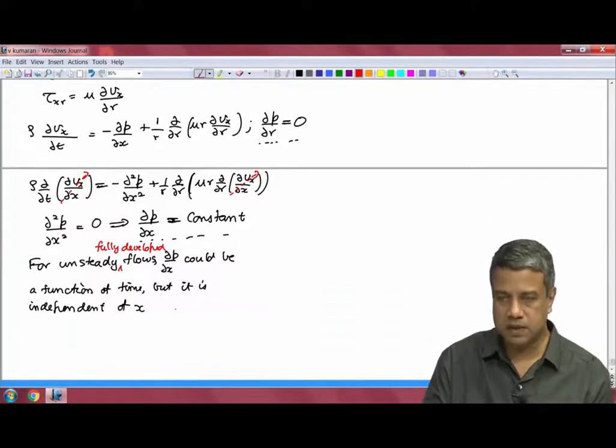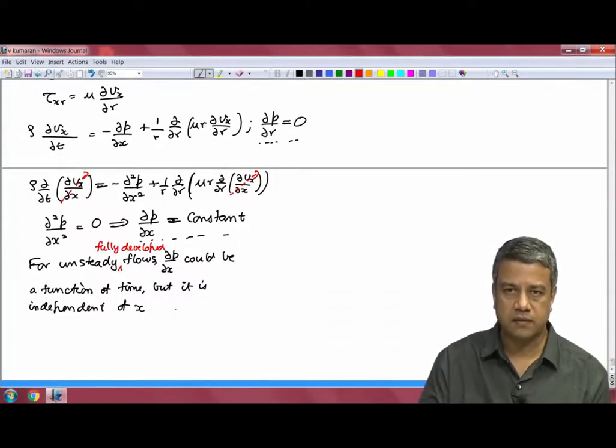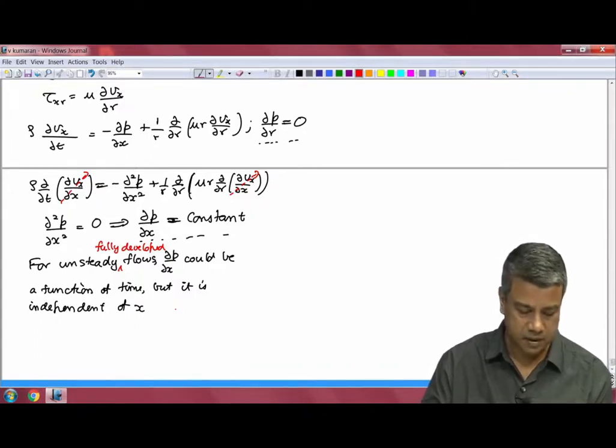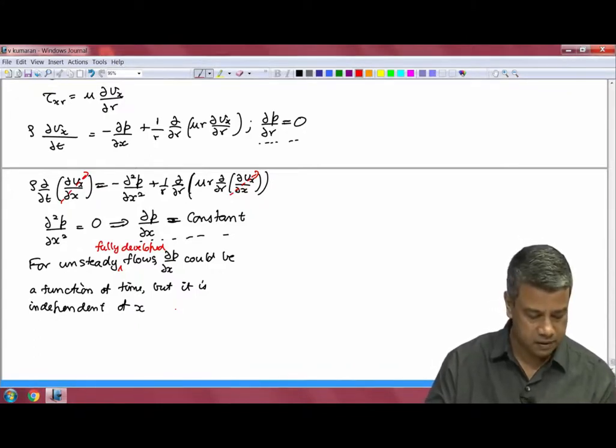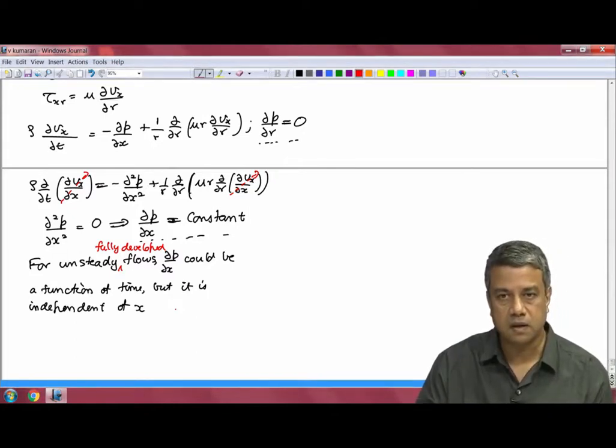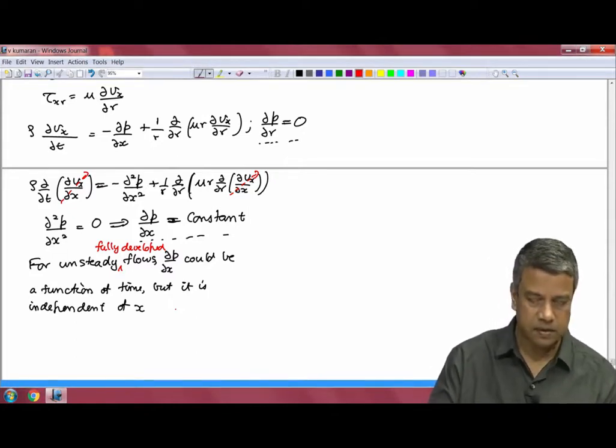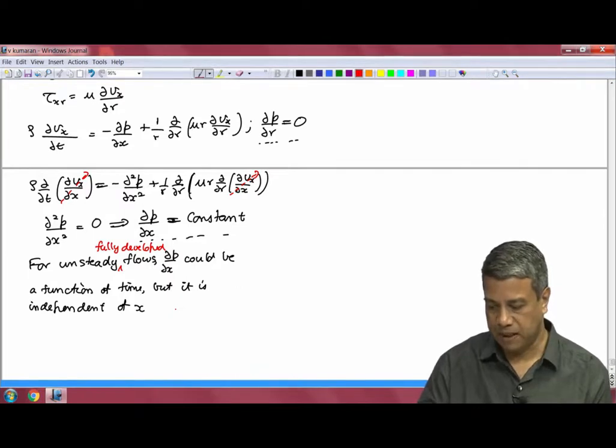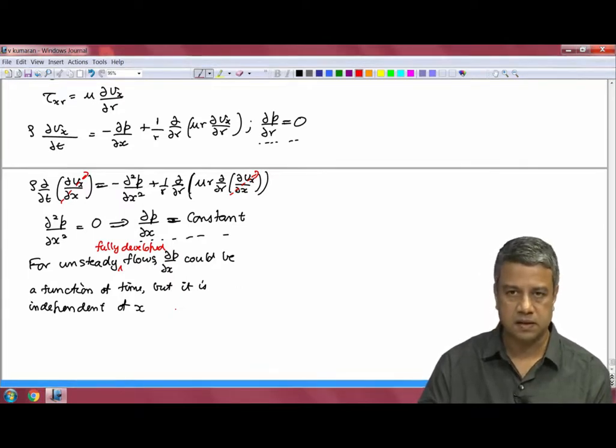So I will review this derivation in the next lecture before I go on to calculating the velocity profile for the flow in a pipe, and then the friction factor correlation for the pipe flow, for a laminar pipe flow. So I will continue this in the next lecture. I will see you then.